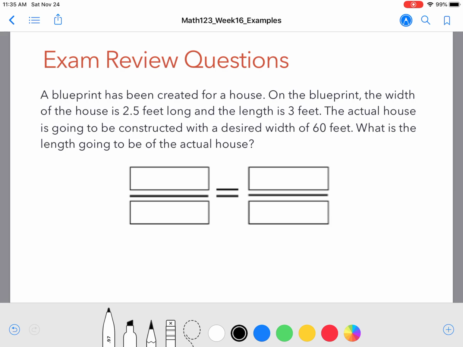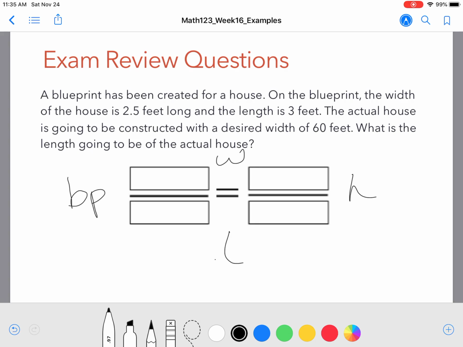So I'm just going to make myself a note over here. I'm going to put my blueprint numbers on the left, and I'm going to put my house on the right, just so I'm consistent. And then the other thing that I have is a width and a length. So you could switch any of these around if you wanted to flip length and width or blueprint and house. You could even have house in the numerator and blueprint in the denominator. It doesn't really matter. You just need to make sure that you're consistent.